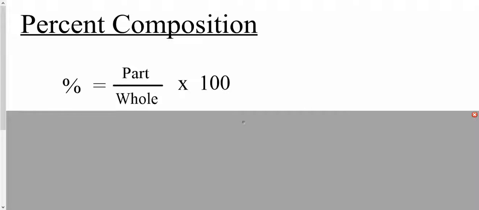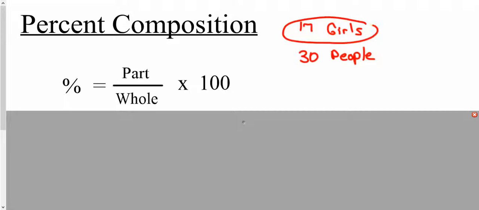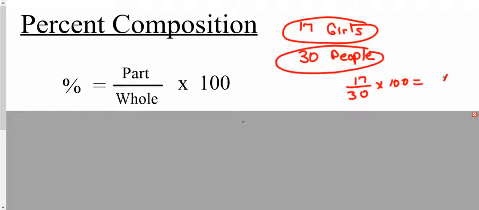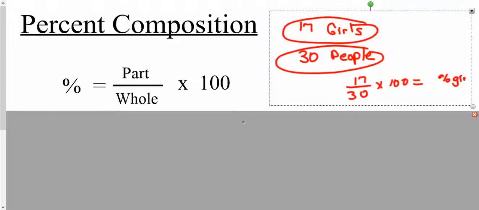For example, if we were going to find the percent girls in this classroom, we would count the number of girls, and we would count the total number of people, and then we would divide girls by the total number of people. So girls would be the part, 17 over 30 times 100, and that would give us the percent girls. I'll let you do the math.